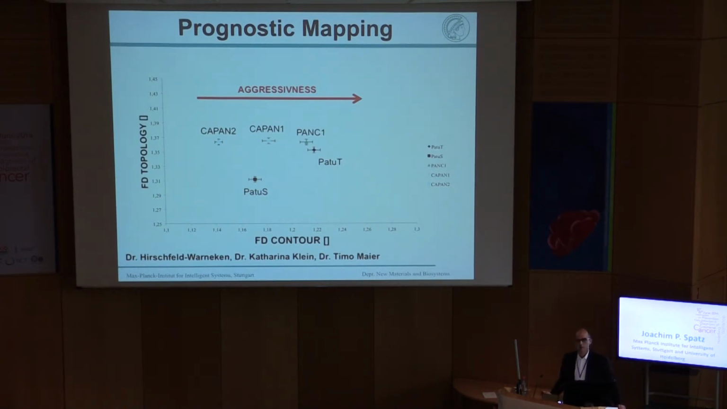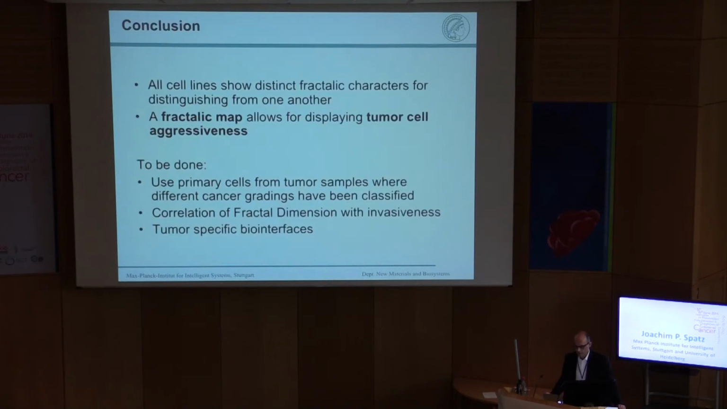So this is fine. This was all so far just with cell lines, and of course we are now going into primary cells. We also collaborate with clinicians to get tumor samples, which we have to do in collaboration, of course. And then we try to correlate the fractal dimensions with invasiveness of these tumor cells.